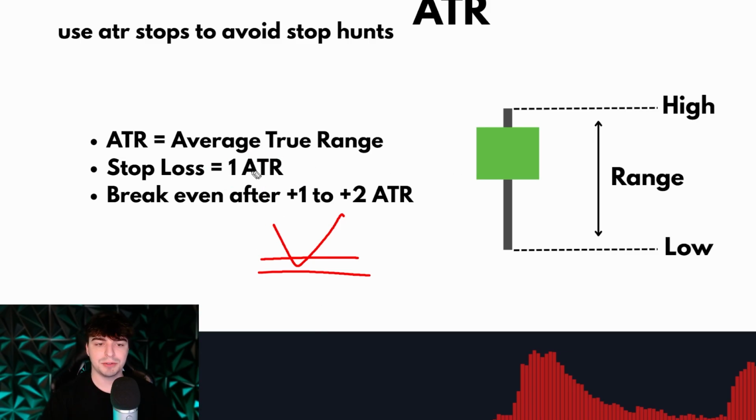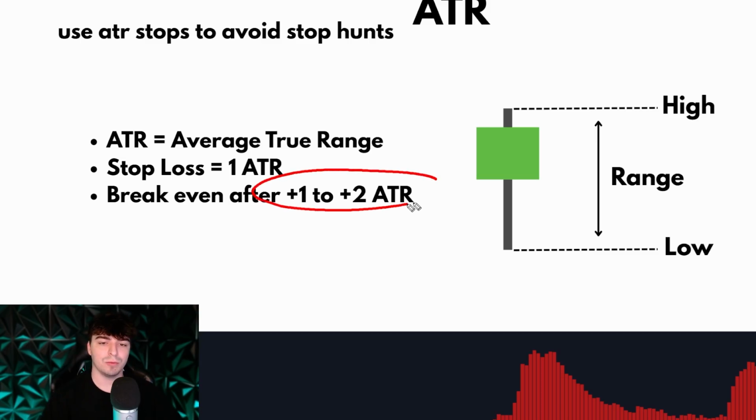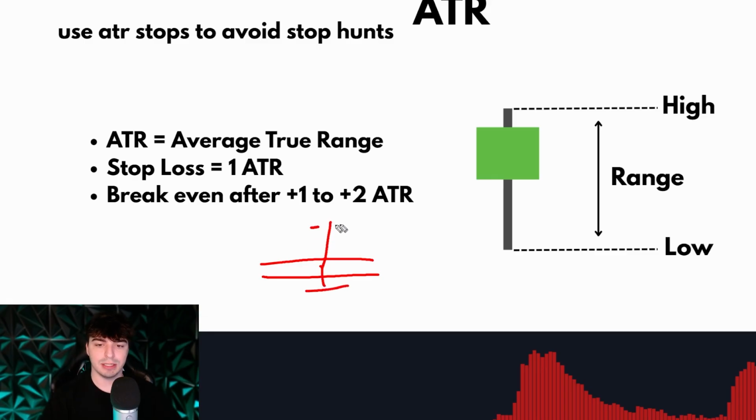Okay, so from my entry point, I use a 1 ATR stop loss, and then I immediately go to break even when we are at 1 to 2 ATR in my favor, right? So if I buy, my stop loss is 1 ATR, and I go to break even when we get to 1 to 2 ATR in the upside.